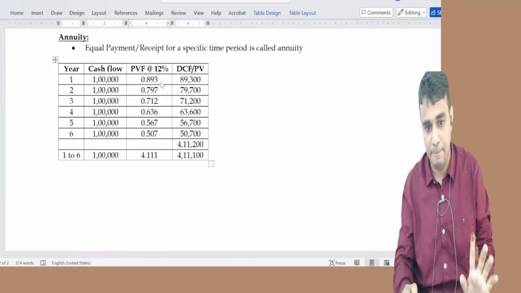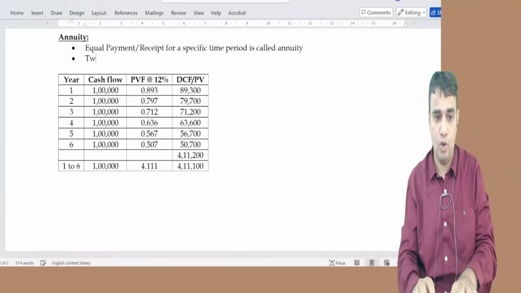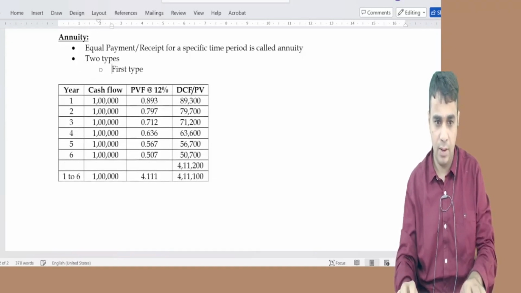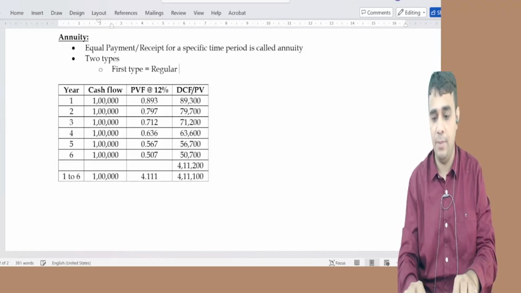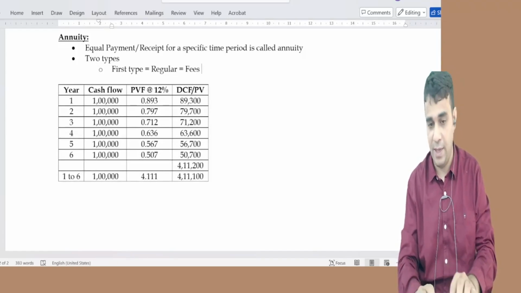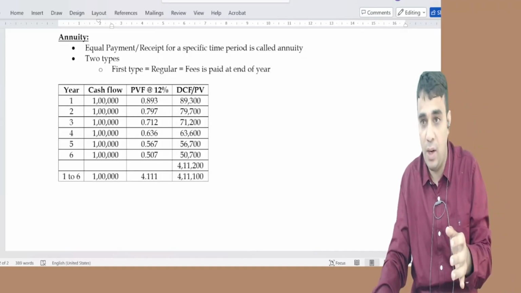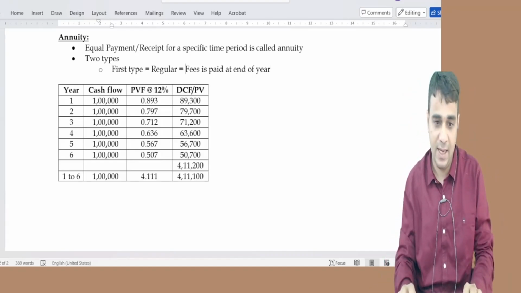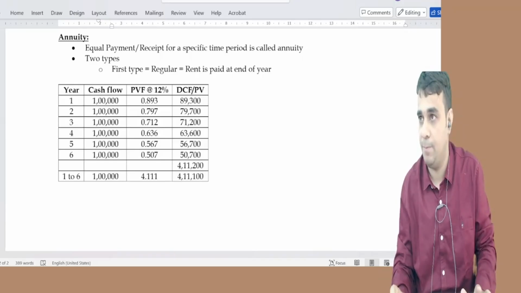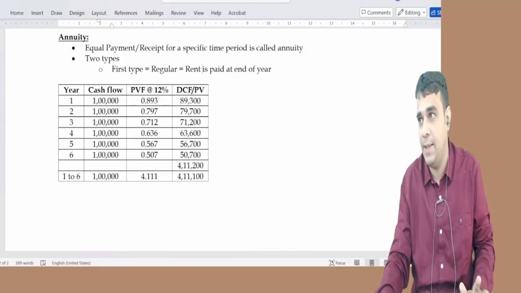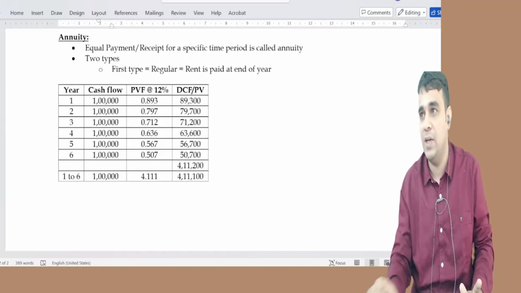Now, in this annuity, there are two types. First type is regular. Regular means fees, in my example, is paid at end of year. The standard got over and then fees is paid. Or let's take not fees, rent. Rent is paid at end of year. Normally the month will get over, and at the end of the month you will pay the rent. That is called annuity regular. Annuity regular means paid when? At the end of the year.